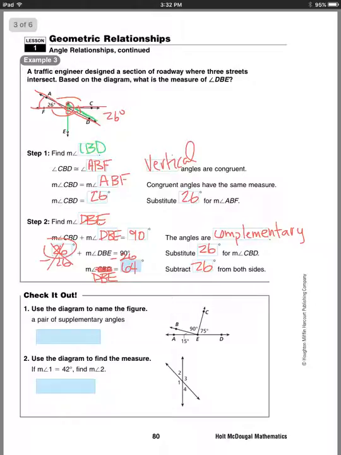Do 1 and 2, and then get started on your homework.